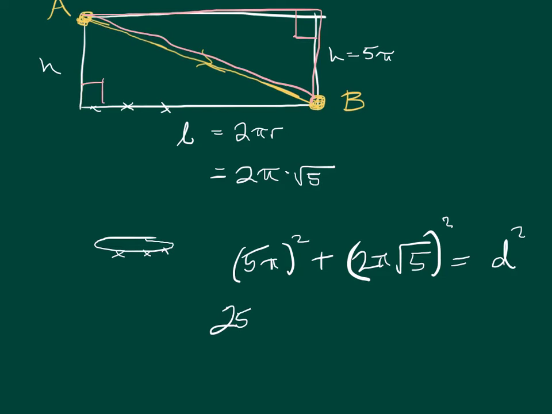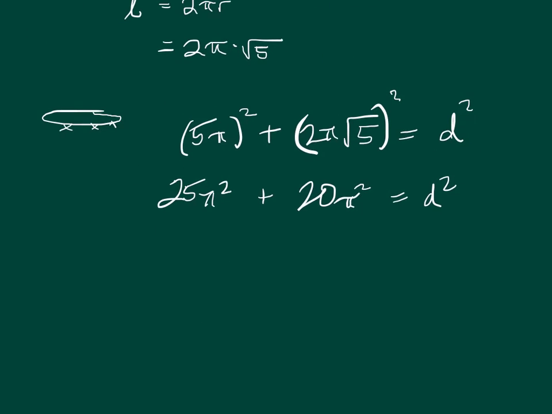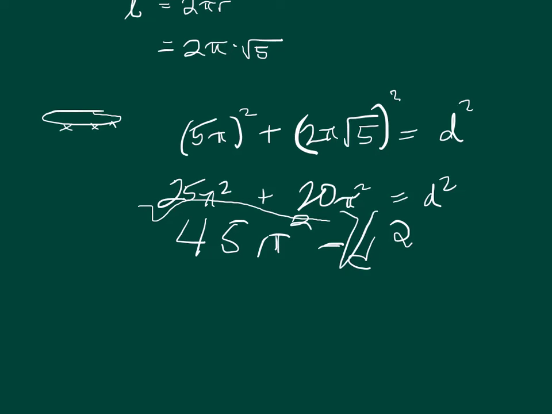25 pi squared plus 4 pi squared times 5, so 20 pi squared, equals d squared. And it's a little messy. Adding these two, we get 45 pi squared equals d squared. Okay, now what? We need d, right? So take the square root of both sides.